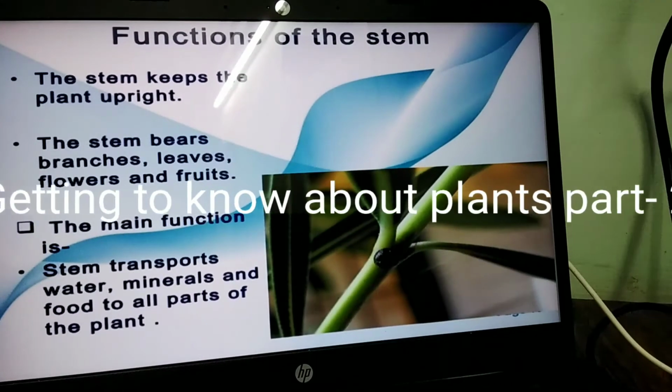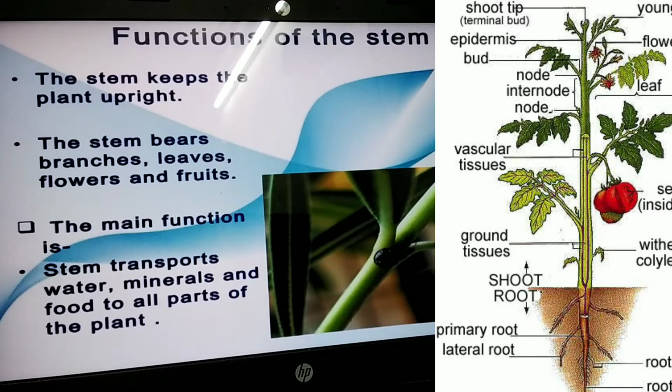Namaste children. Till now we have discussed the root system. Now today we are going to learn about the shoot system. The shoot system develops from the plumule of the embryo and it is the aerial part of the plant. It consists of the stem, branches, buds, leaves, flowers and fruits.